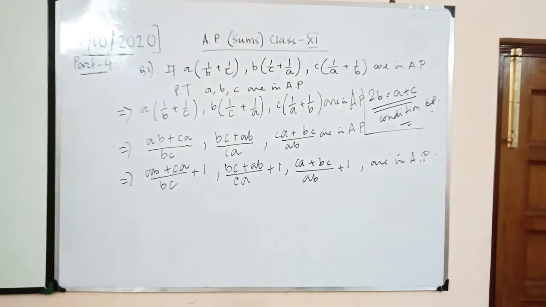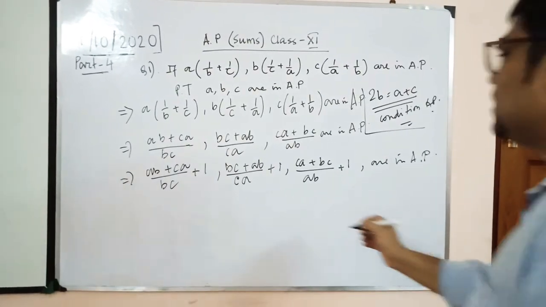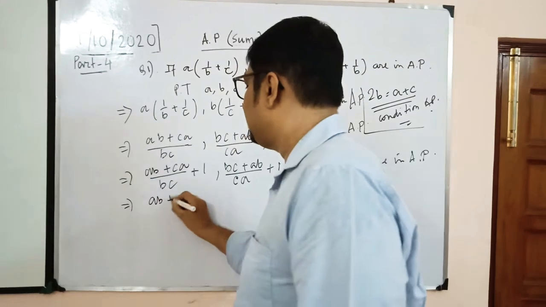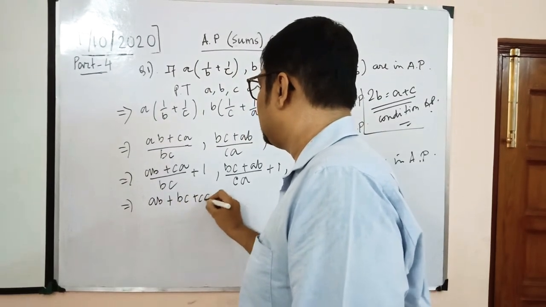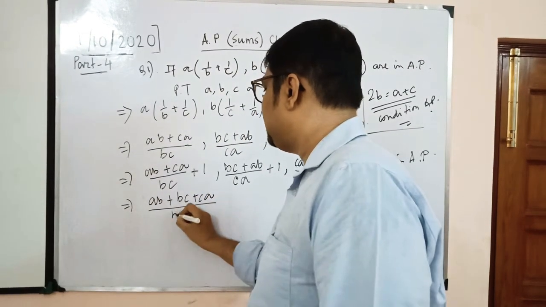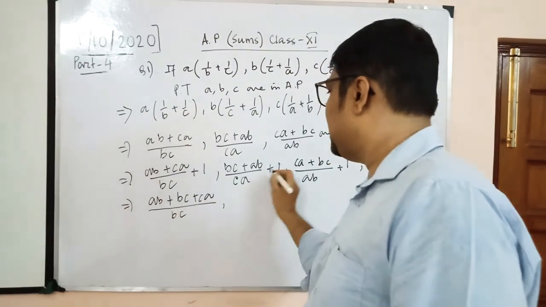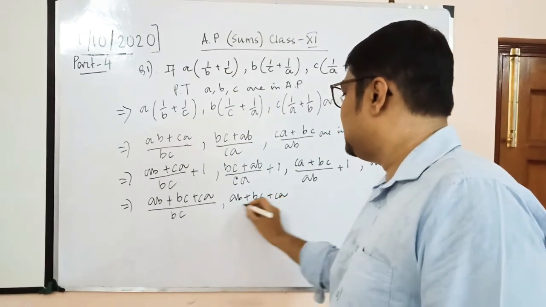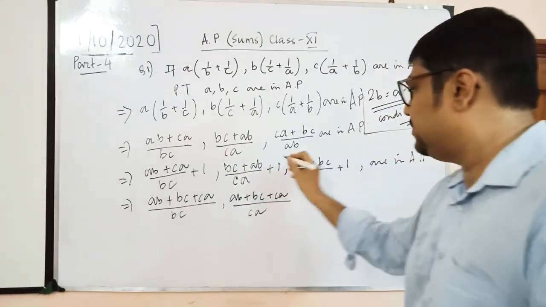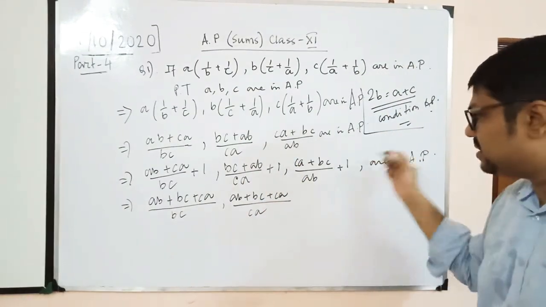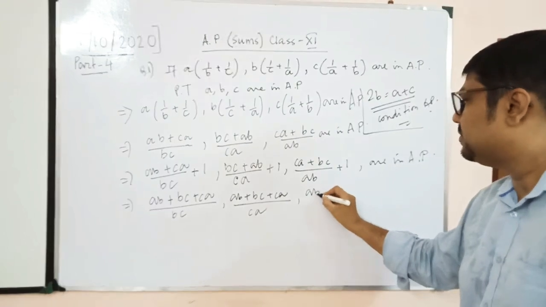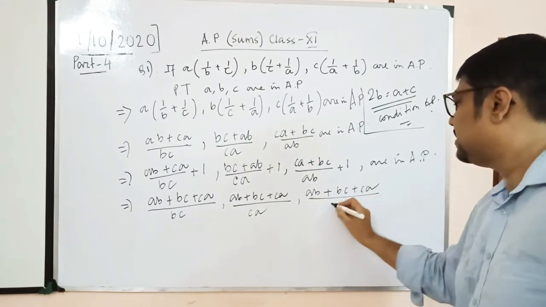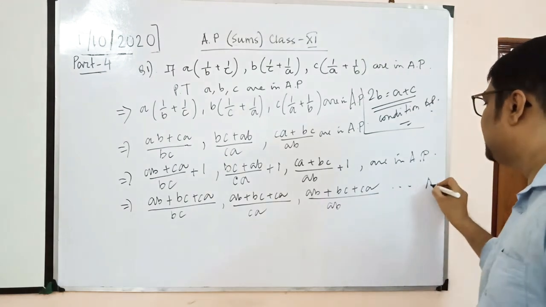So here we get AB plus BC plus CA by BC. Then again if you add 1, you will get AB plus BC plus CA. Just we are adding. So if we add 1 with each of these terms, then also it will be in AP. So we get AB plus BC plus CA, and this is in AP.